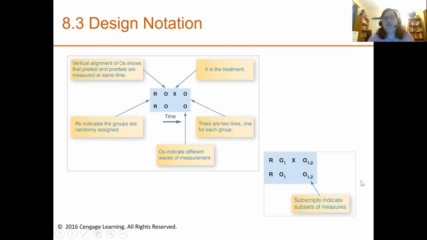You can also use subscripts to indicate subsets of measures. So here we give just O1 at pretest, and we give O1 and O2 at post-test. Again, not horrible, as long as we give 2 after 1 at post-test. We like them. I guess sometimes you just really can't give measure 2 at the first stage, but if you could at all, I would have preferred that.